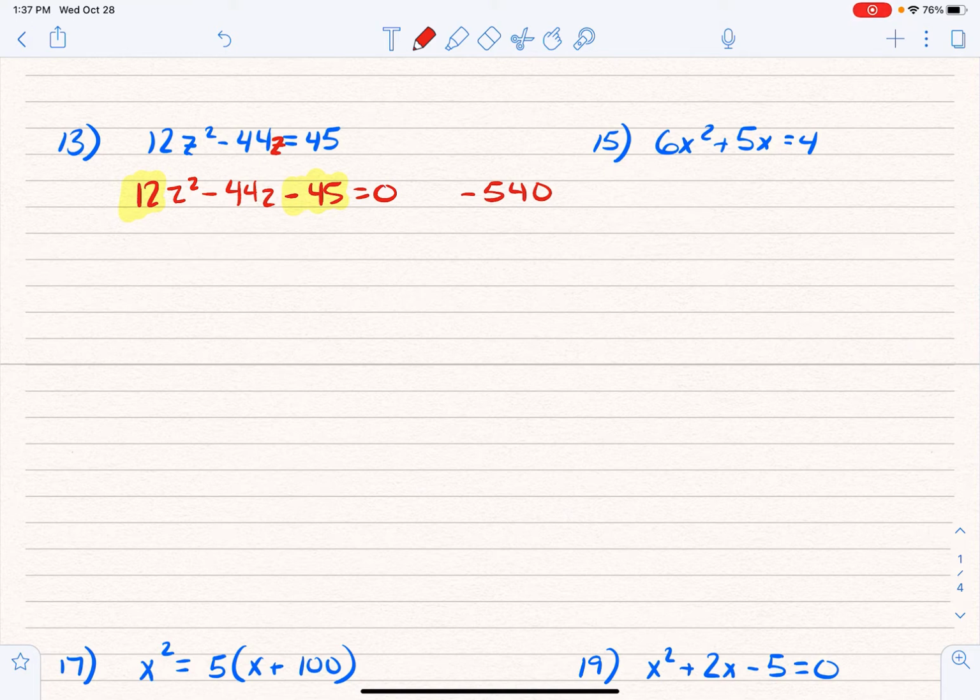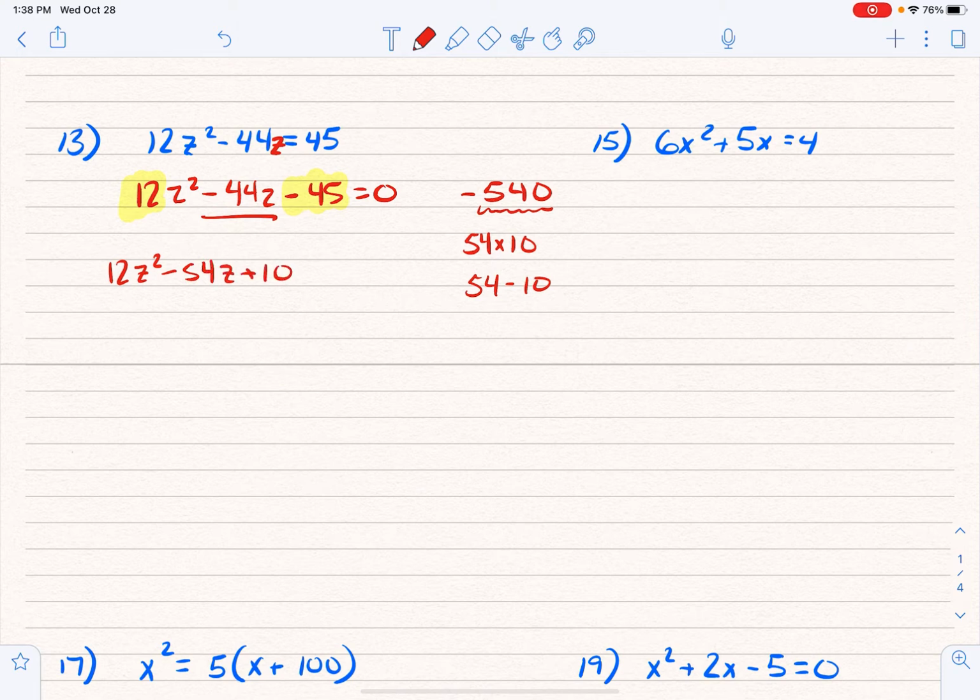factoring. And so if nothing else, what I would look at is, well, what are easy numbers that you know that multiply together to give you that? And 54 times 10 comes to mind. 54 times 10 would give me 540, and 54 minus 10 would give me 44. So I can see this isn't too bad. While they gave me big values, it's really not that hard. So I would have 12z squared, and I'm going to go ahead and say, I got to have a negative 54z and a positive 10z minus 45 is equal to 0.